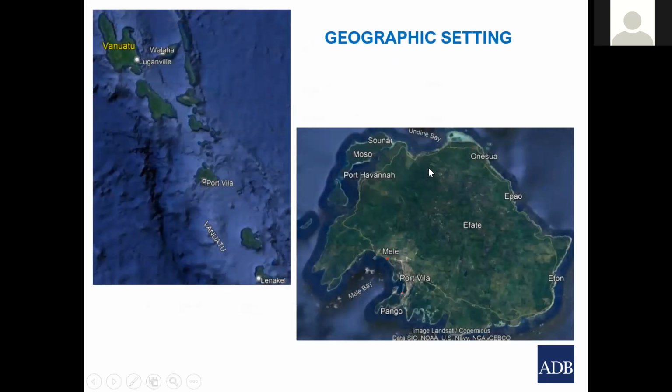So here is the geographical setting of our project. You can see Vanuatu, the islands of Vanuatu on the left-hand side. It's spread over quite a vast piece of ocean. And then to the right-hand side, we see Port Vila. This is the island of Efate, and our project is very close to Port Vila, this little dot here.